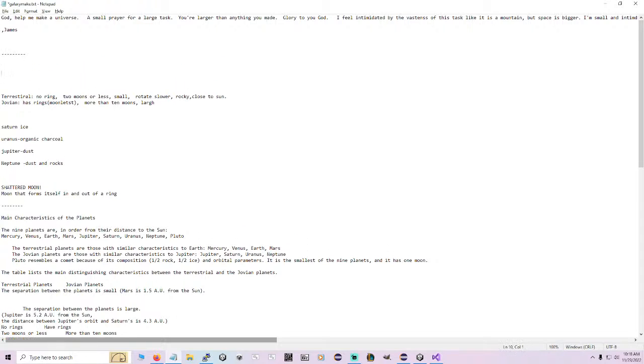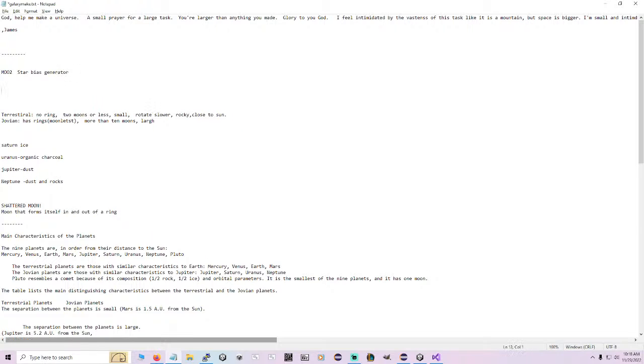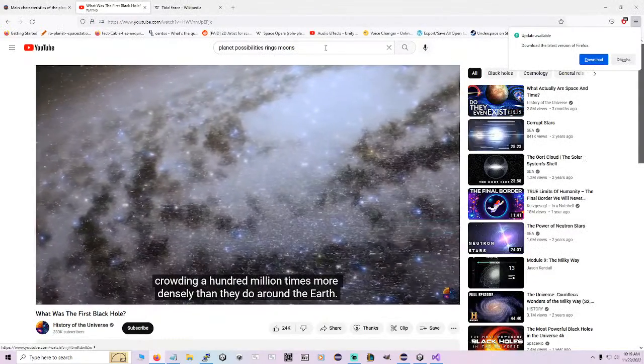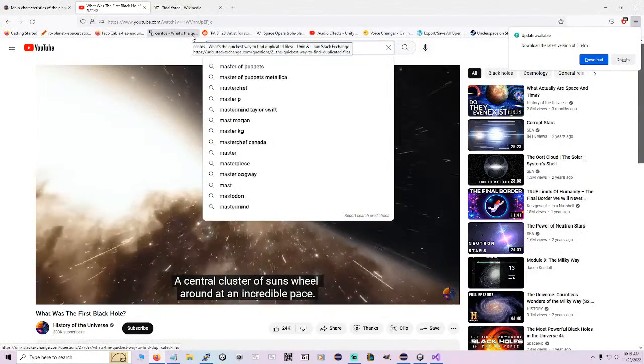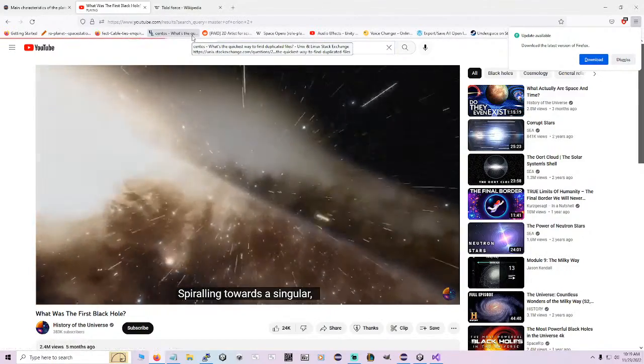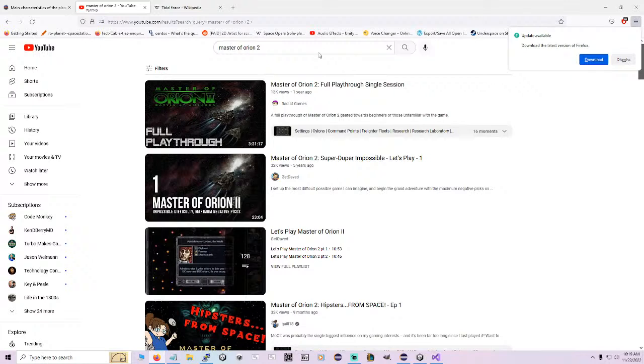So we want to move millions of points of light to cover the sky. This area of space is dark and illuminated by a star generator. So all this does is, based on the light, you get different star types. Stars crowding 100 million times more densely than they do around the Earth. Here, a central cluster of suns spinning around at an incredible pace, spiraling towards Orion. What's the star generator system?